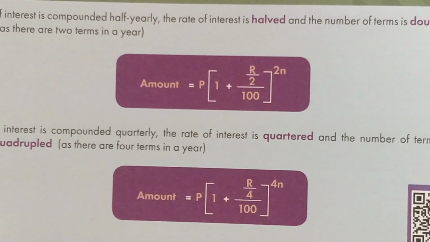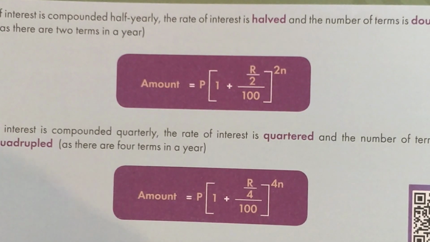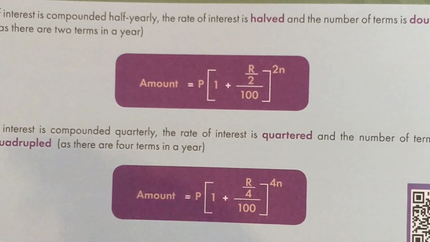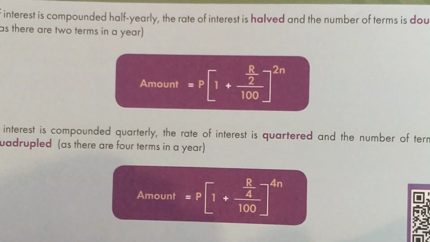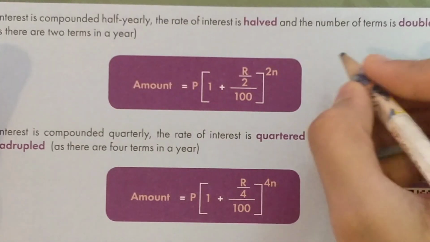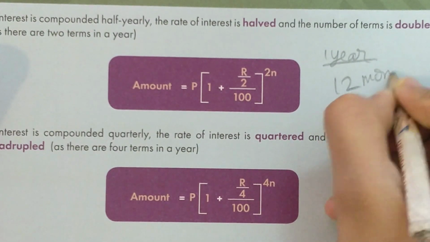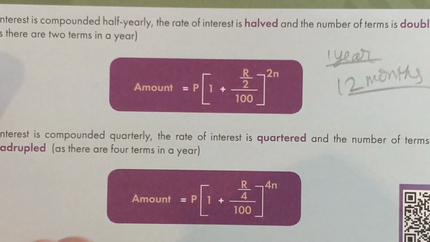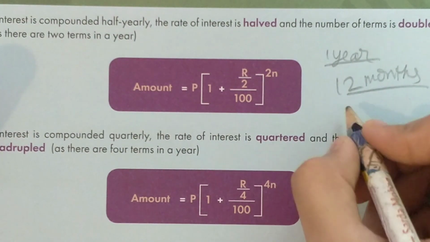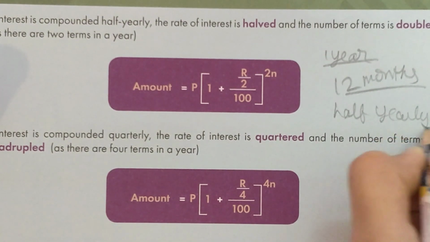So while I was teaching this, you might have wondered that if interest is compounded half yearly or quarterly, how would that work? How are we supposed to put equations for that? So it's very easy. In 1 year there are 12 months, right? If you're putting it half yearly, it is 6 months, right?